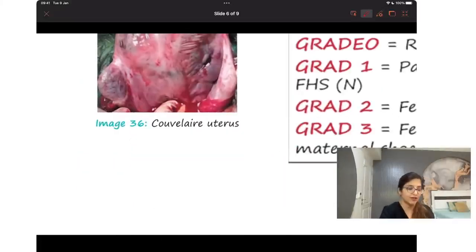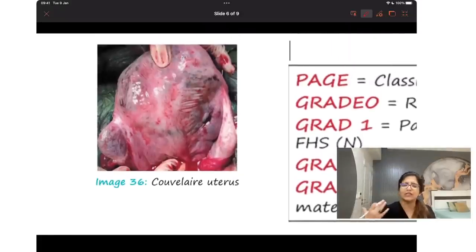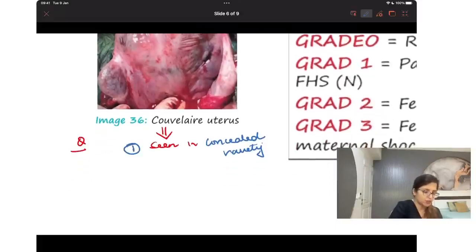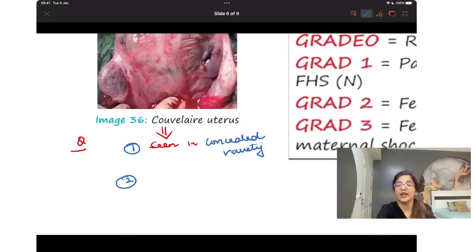So look at this uterus over here. Do you see over here? It is appearing as if this entire uterus has got bruises. So they ask you two questions on couvelaire uterus. Number one, in which condition do you get couvelaire uterus? So couvelaire uterus is seen in the concealed variety of abruptio. Number two, they ask you that in case of couvelaire uterus, right, are you going to do hysterectomy? Are you going to do hysterectomy for a couvelaire uterus?